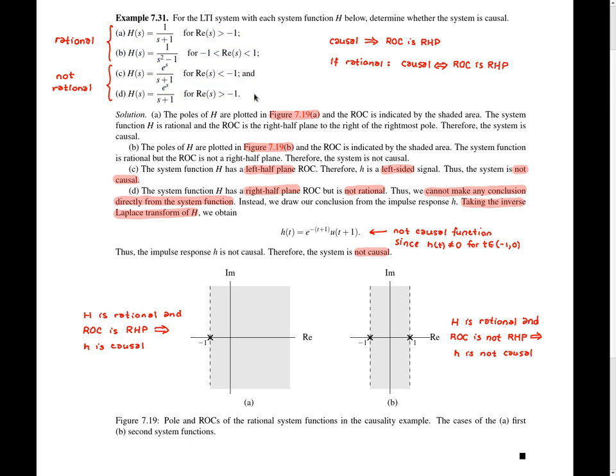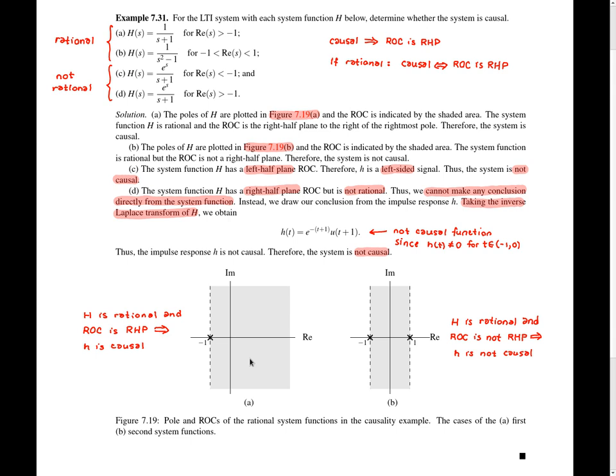First, let's consider the system function big H given in part A. In other words, let's consider this particular system function here. Clearly, big H is rational. The poles and region of convergence of big H are plotted in figure A, in other words, this figure here. Since big H is rational with one or more poles, we know that the system is causal if and only if the region of convergence of big H is a right half plane to the right of the rightmost pole. Clearly this condition on the region of convergence of big H is satisfied. Therefore the system in part A is causal.